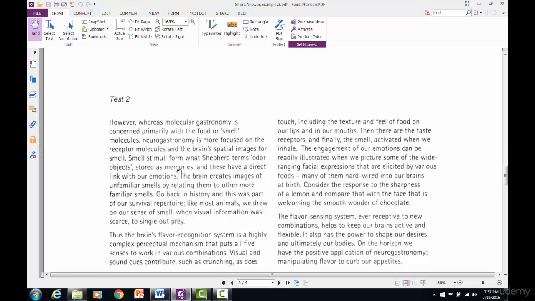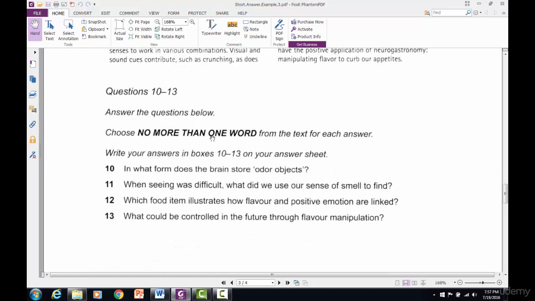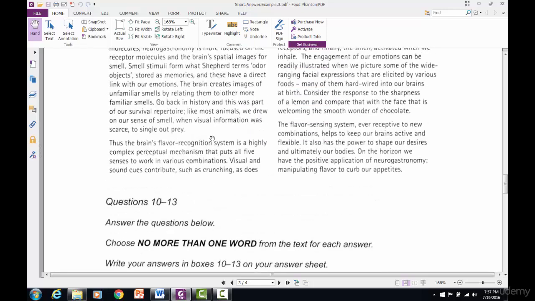Now it's going to get easy because we're at the end of the reading passage, right at this part here. That means numbers 11, 12, and 13 have to come after number 10. So I don't have to go backwards to the previous page. I don't have to, because this is a short answer question and it goes in order. So don't waste your time going backwards at this point. Number 11 has to come after number 10. 11 says, when seeing was difficult, what do we use our sense of smell to find?